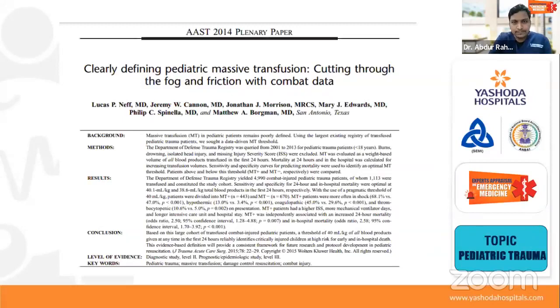This is a paper published in 2015 defining the massive transfusion protocol in the pediatric age group, because earlier there was no clearly defined range for massive transfusion protocol in pediatrics. After using the largest existing registry of transfused pediatric trauma patients, they decided that a threshold of 40 ml per kg of all blood products given at any time in the first 24 hours identifies the critically injured children at high risk for early in-hospital death. So if any child requires more than 40 ml per kg of blood products in 24 hours, that signifies they are in the massive transfusion protocol.